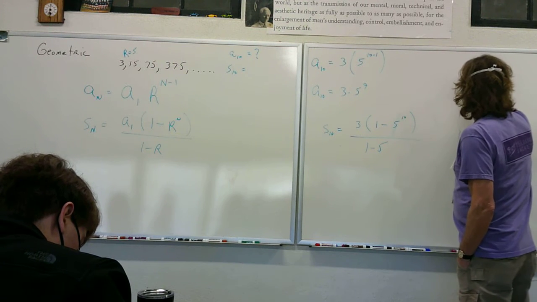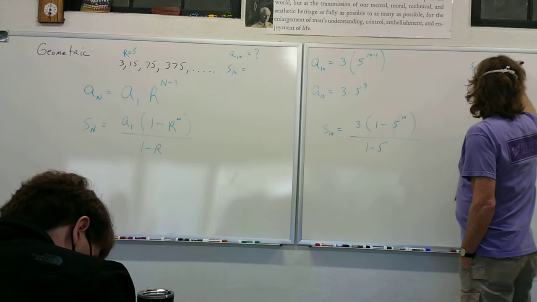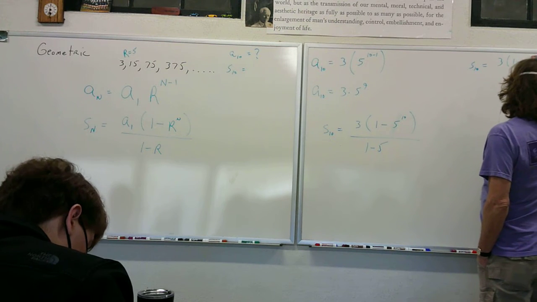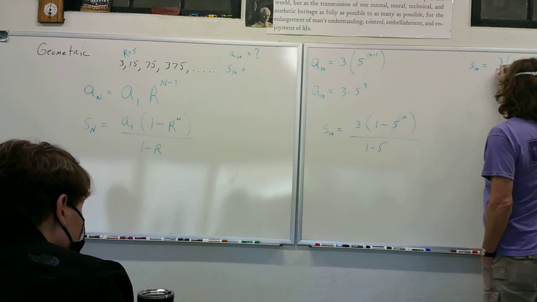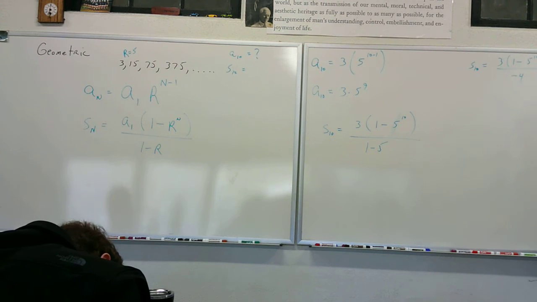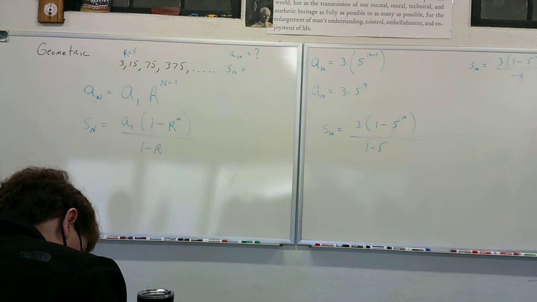So we get S of 10 is equal to 3 times 1 minus, well, I don't know, 5 to the 10th. I'm not even going to work that out, over negative 4. Don't panic. Punch it in your calculator. Like I said, if you don't have a calculator, you just leave it right there. You don't have a calculator, you're allowed to do what? Stop right there.